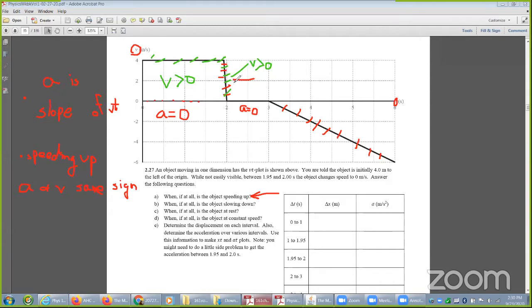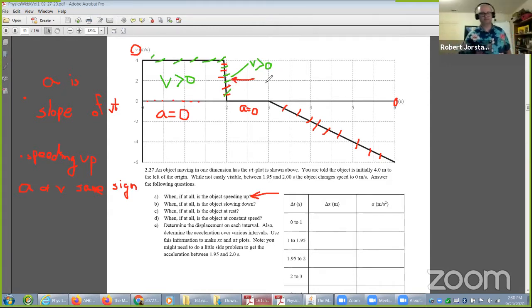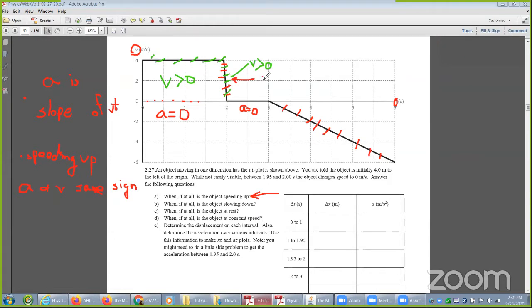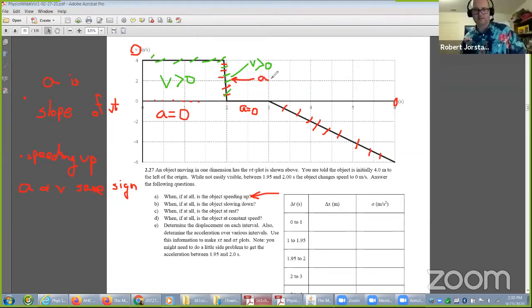How about right here? What's the acceleration right there? Is it positive or negative? It's negative. Yeah, A is less than 0. So based on that, does that fit the speeding up criteria? No. Velocity is positive, acceleration is negative, right?